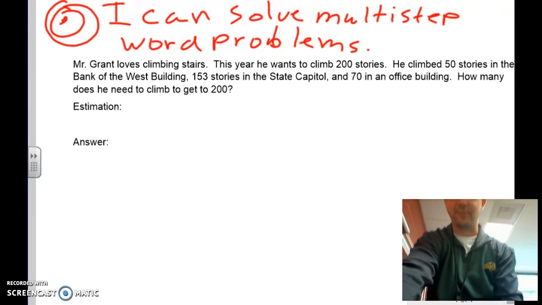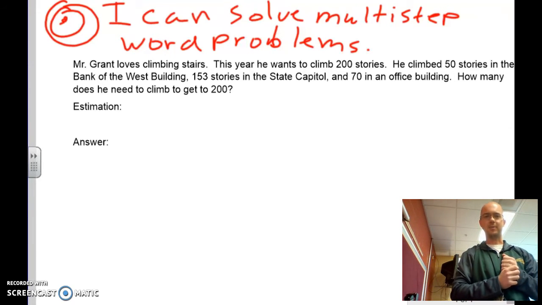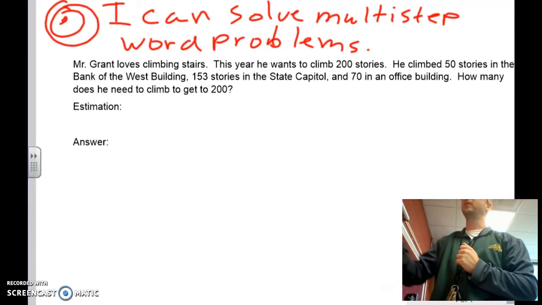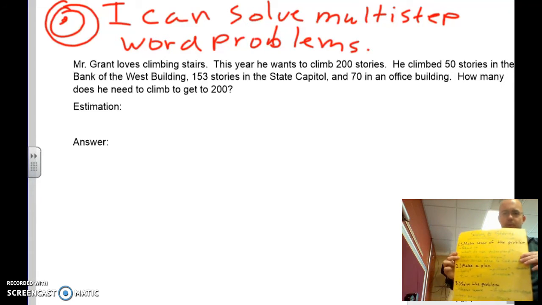Hi, I'm Mr. Grant, your friendly 4th grade teacher. Here's our learning target today for math. I can solve multi-step word problems. We are also going to be using an anchor chart, which we will be using in groups.